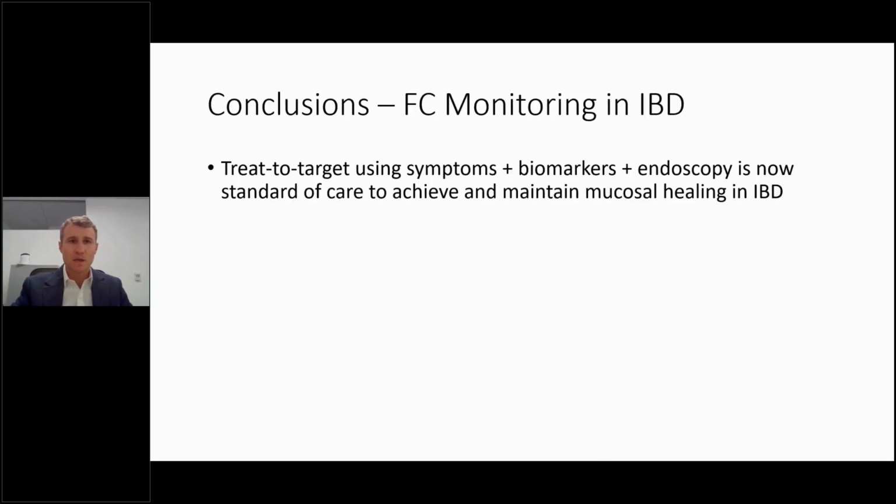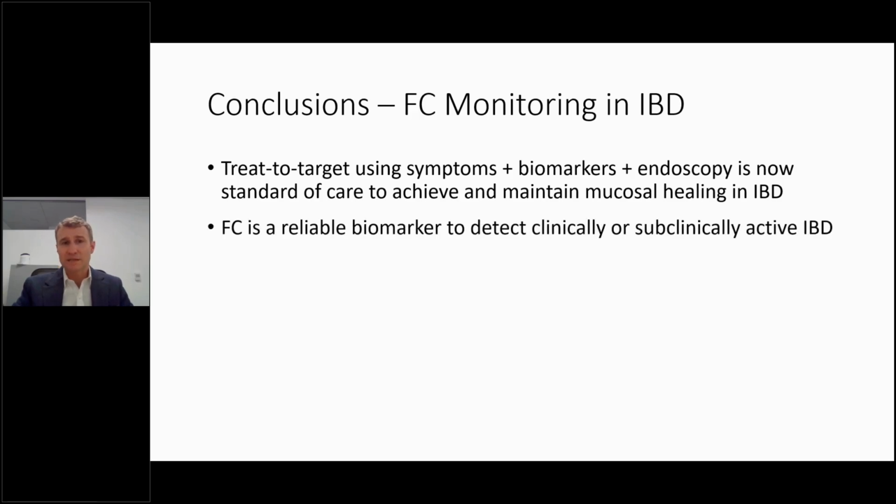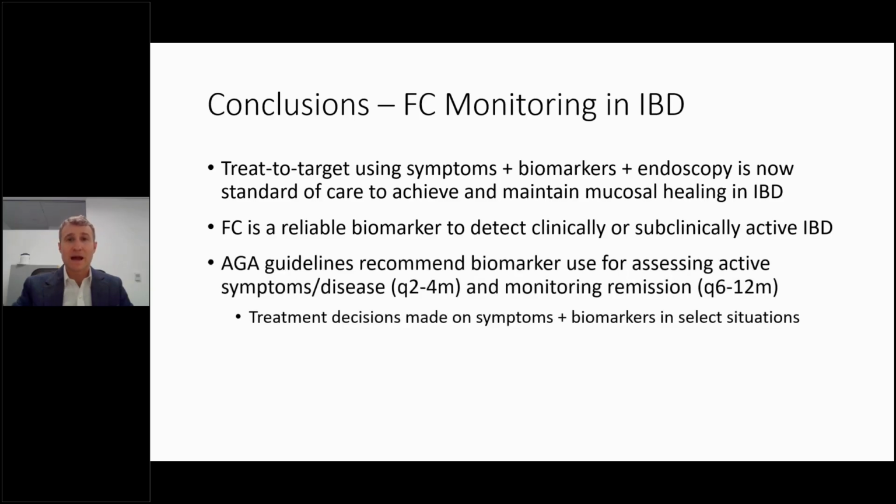the future. So in conclusion, for fecal calprotectin, treat to target strategy using a combination of symptoms and biomarkers with mucosal healing assessments with endoscopy is the current standard of care. Fecal calprotectin is a reliable biomarker to detect clinically or subclinically active inflammatory bowel disease. Guidelines now recommend implementing biomarker-based strategies for assessing active disease, generally every 2 to 4 months, or monitoring remission, generally every 6 to 12 months.